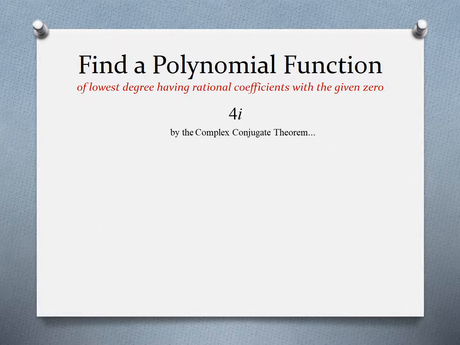Well, by the complex conjugate theorem, mathematicians before us have discovered that if there is one complex zero for this particular polynomial, then its conjugate will also serve as a zero. So based on that information, we know this polynomial has to have at least two zeros, both the given zero, 4i, and the presumed conjugate, negative 4i.